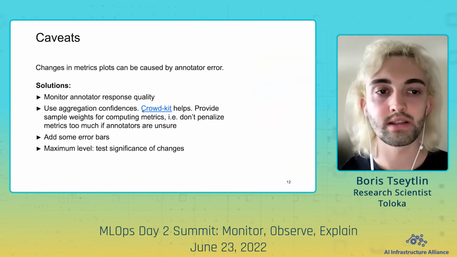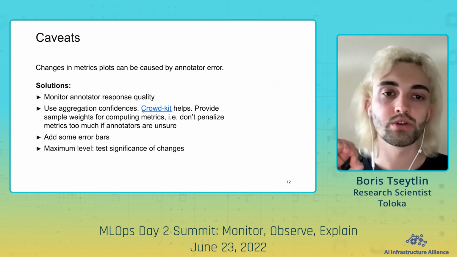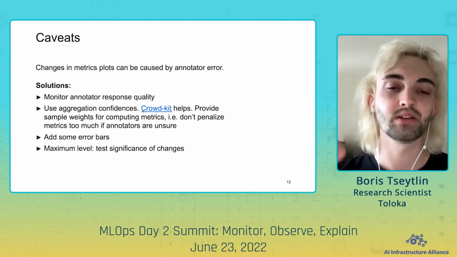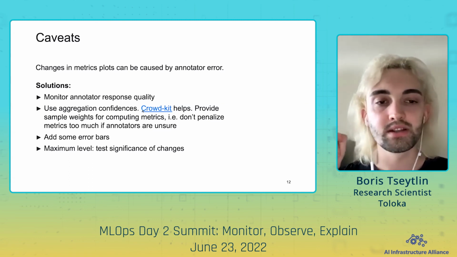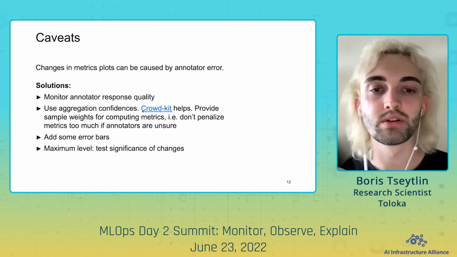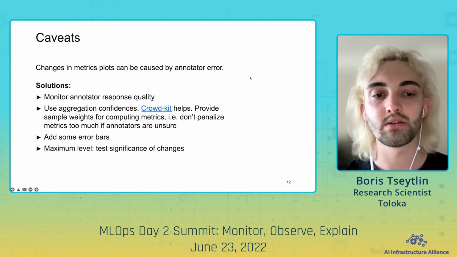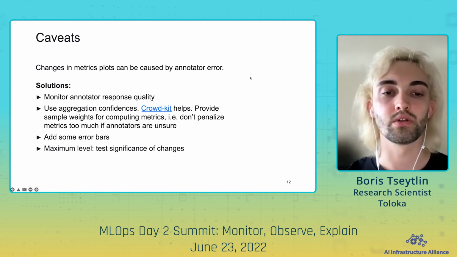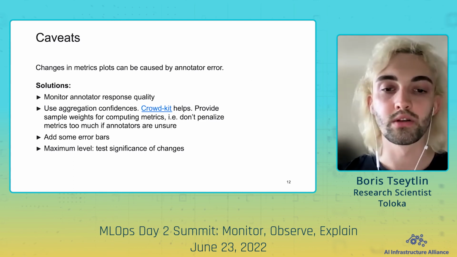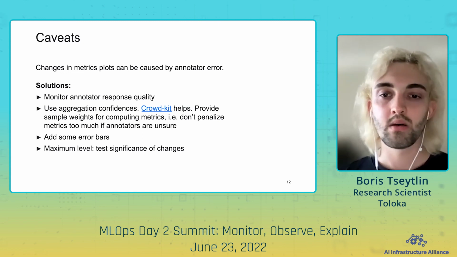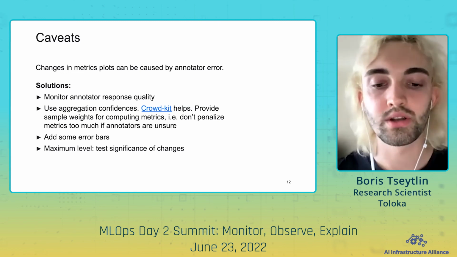One final thing is that there are caveats in this approach. It's not as simple as this demo, but it's a good starting point. The caveat is that the ground truth labels you obtain from people are not 100% reliable. Here are some ways you can tackle this. You could monitor the quality of the responses themselves. You can add some error bars, but the most important thing is to just keep this in mind.